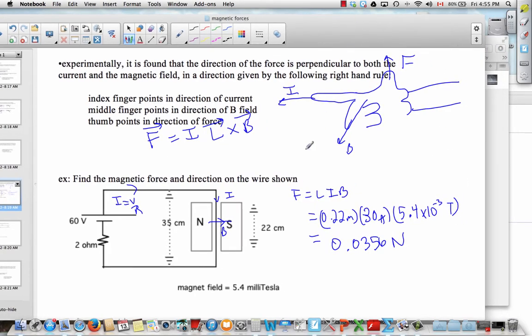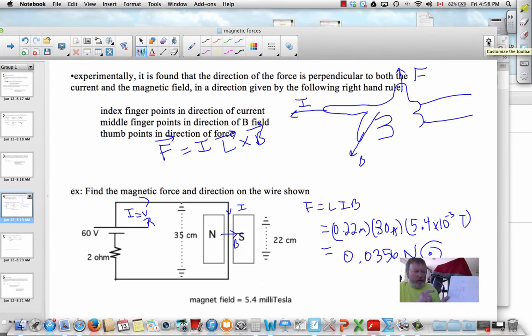Now, in terms of the direction, you do the cross product, and the cross product in this case is going to give us a force direction. First point your finger in the direction of the current, so your finger will point down the page. Then, keeping it pointing down the page, rotate so that your index finger or your palm points to the right. When you do that, your thumb should be pointing directly out at you, so this force direction is out of the page towards you.